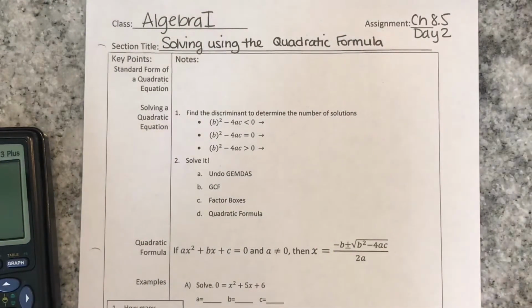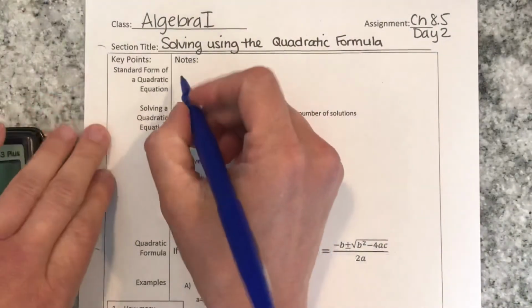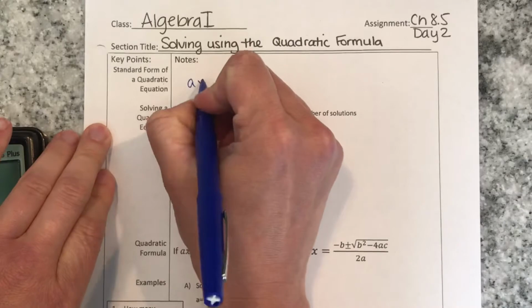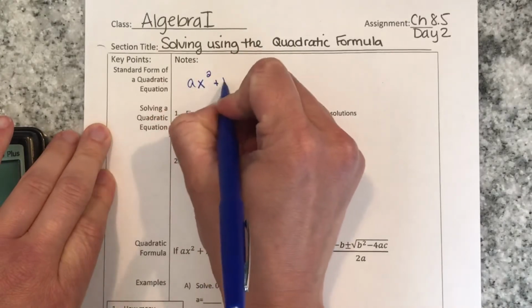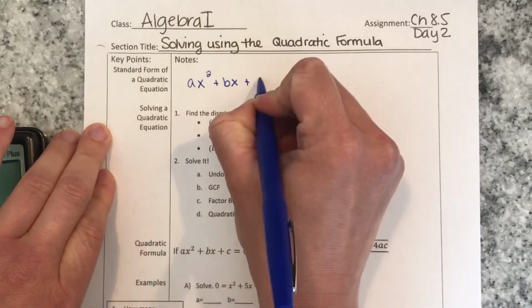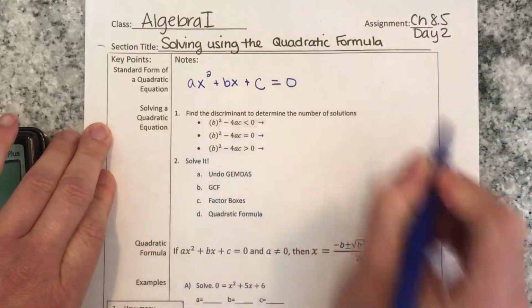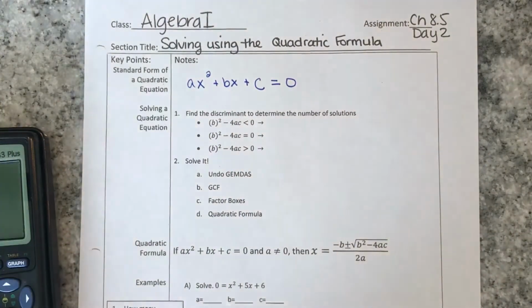So over the last couple of weeks, we've been working with standard form of a quadratic equation. So ax squared plus bx plus c equals 0. And only when you have it set equal to 0 can you actually identify your a, your b, and your c.